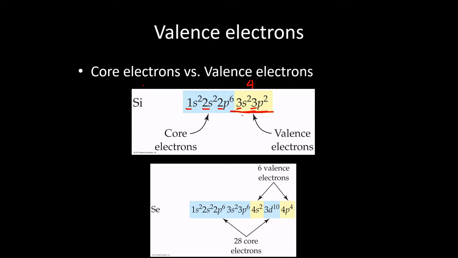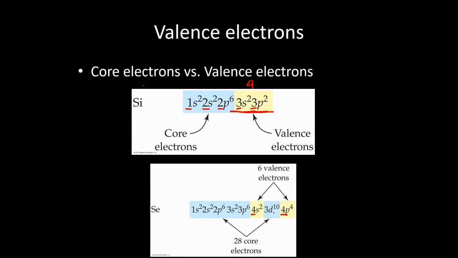The way to tell what is a core electron is it is everything else. All the rest of the electrons are core electrons. Those are the only two categories. You have your valence electrons, and then everything else is a core electron. So in selenium here, the highest occupied principal shell is 4, and so we have 6 valence electrons in selenium because we have 2 in the 4s and 4 in the 4p.